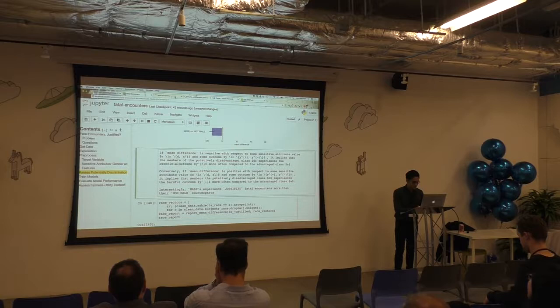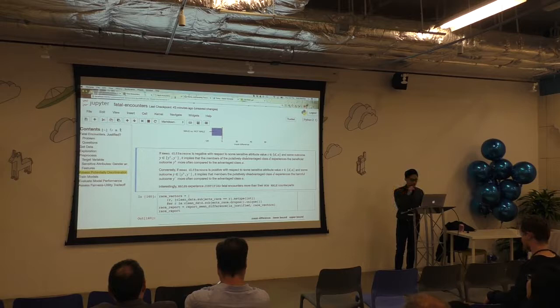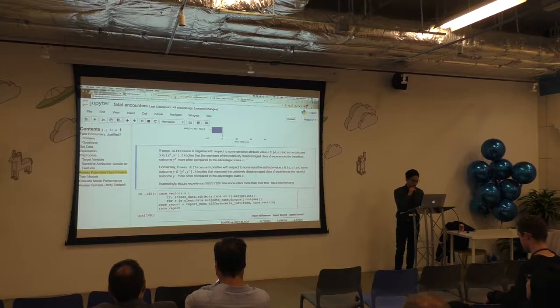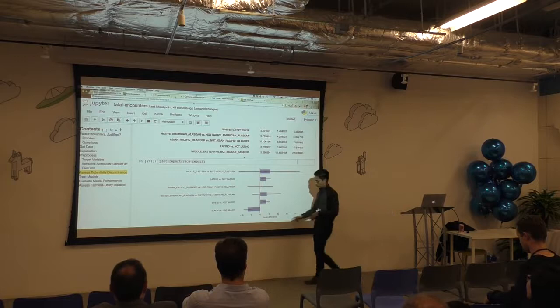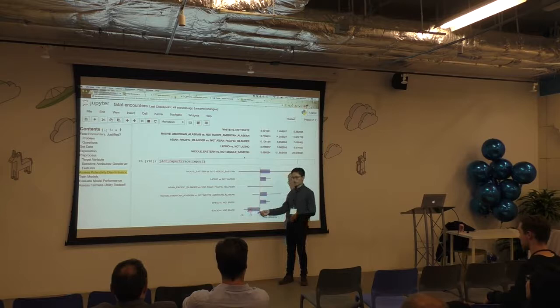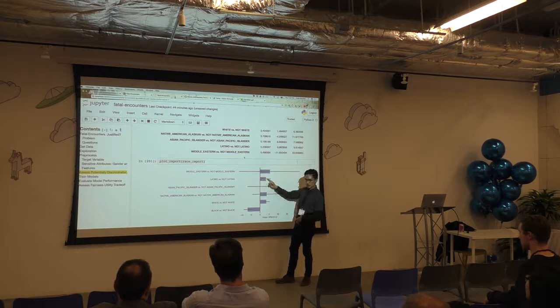I wrote this down literally just before coming here. So if the number is negative, it means that black people were labeled justified more often than non-black people, and this is the only racial category that has this. The confidence intervals on the rest of them are pretty wide. The point estimate, though, is positive.